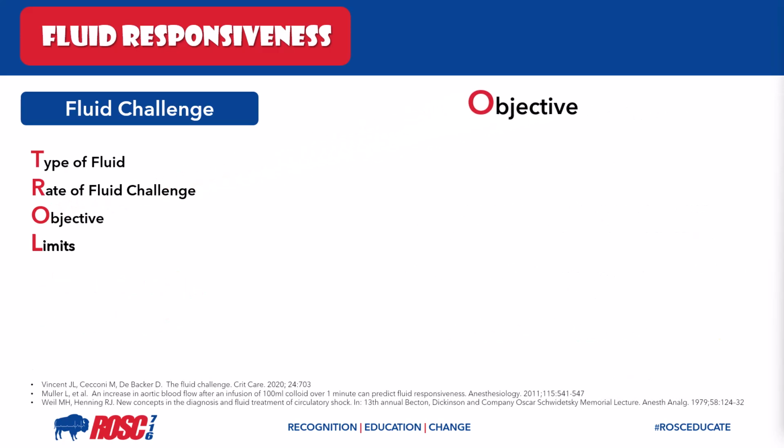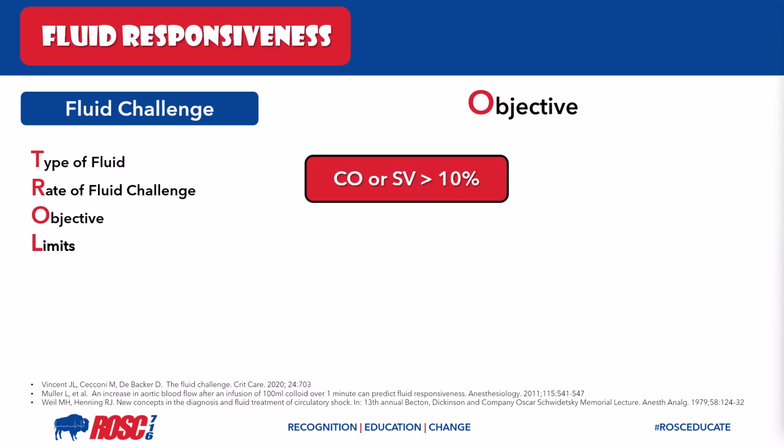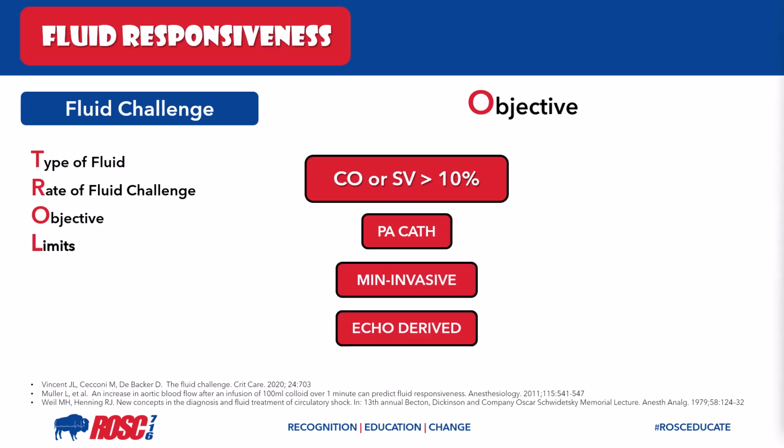Now, this has obviously changed multiple times throughout the years, but for this discussion, we're going to talk about cardiac output or stroke volume. If your patient's cardiac output or stroke volume increases by 10% or more after a fluid challenge, they're deemed a fluid responder. And how do we check this? So we can evaluate this with a pulmonary artery catheter. I would not put a PA catheter in just for this situation. However, if you have a PA catheter in, you can use this testing methodology.